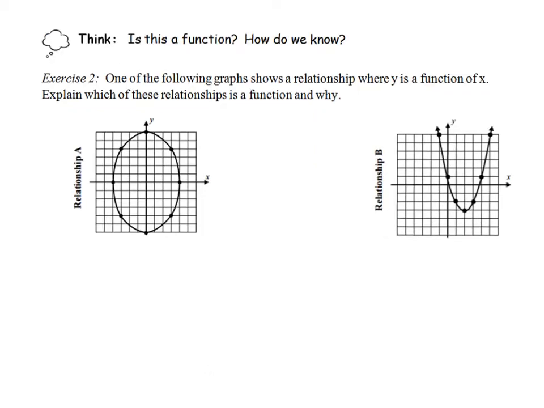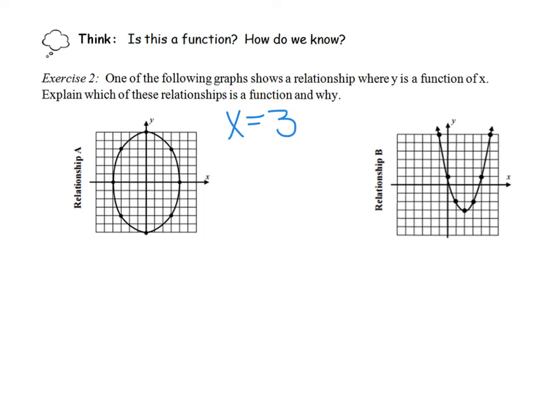For exercise number 2, we're given 2 graphs, and we're asked to decide if these relationships are functions and how we can tell. Again, going back to our definition of a function, if for every x value there is only one y value associated with it, then the answer is yes, it is a function. We could pick an x value. So for example, what if we pick x equals 3 on both of these graphs?